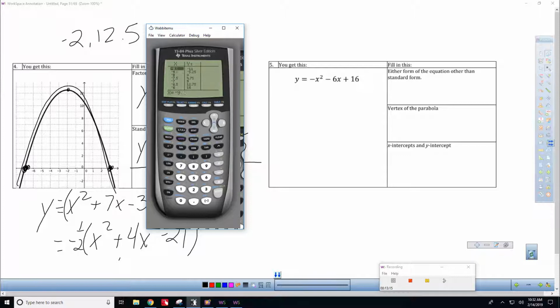Still no symmetry, huh? Bummer. Alright, so we're going to have to calculate the vertex. How are we going to calculate it? We got to use our water bug.